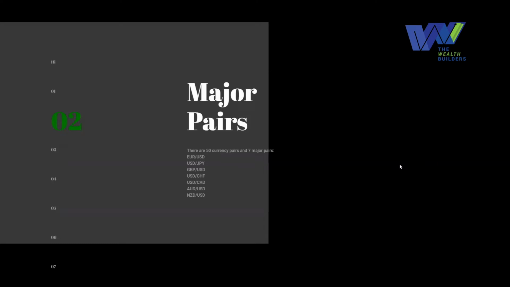All right, so you'll pick it up soon enough. Make sure you write down these 7 major pairs because they may be a pair that you trade.